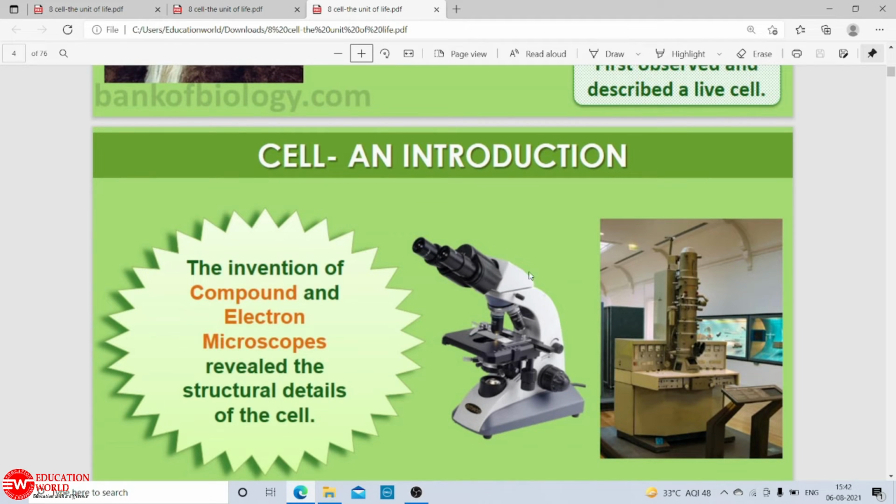Then in the compound microscope, we use optical lenses like the eyepiece or ocular, then the objective and condenser lens, whereas in the case of the electron microscope, we are using electromagnetic lenses. The compound microscope has low magnification power, whereas the magnification power of the electron microscope is in lakhs.